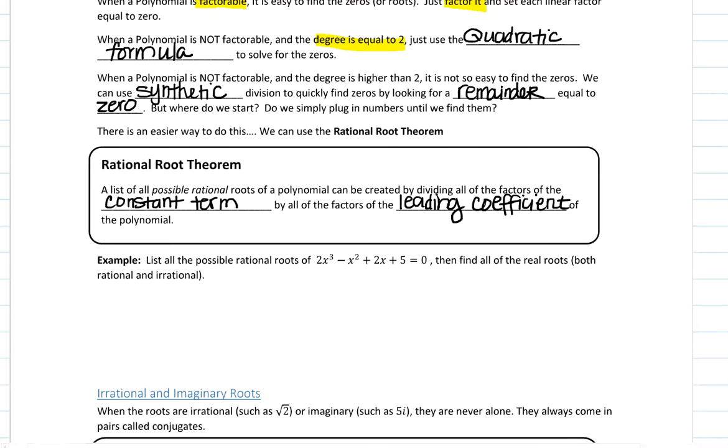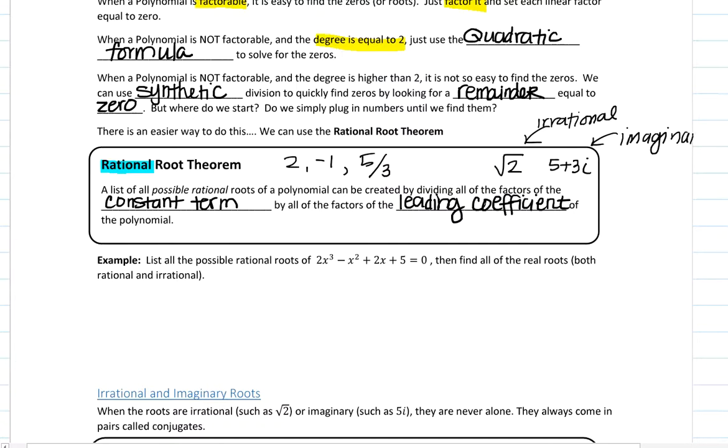Now, before we move on, let's just review what the word rational means. Rational numbers are things like 2 and -1, those are integers, and 5/3, fractions. Things that are not rational would be things like the square root of 2, which is irrational, or 5 plus 3i, which is imaginary. So this method will not find those. Those will have to be found in a variety of ways, but any of the rational roots we can find by creating this list.